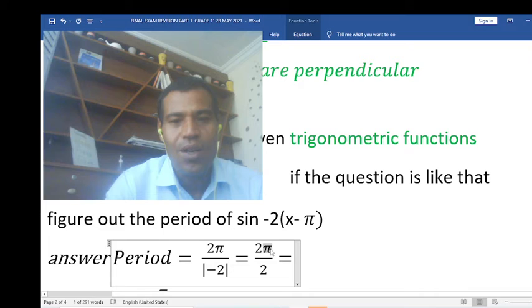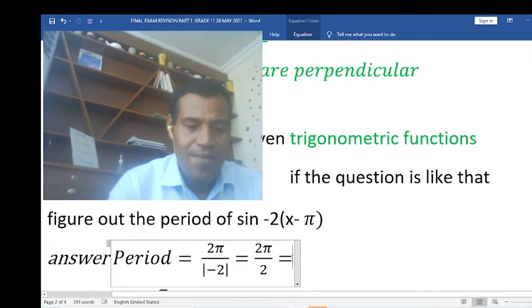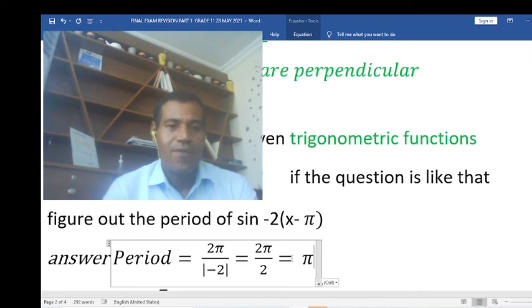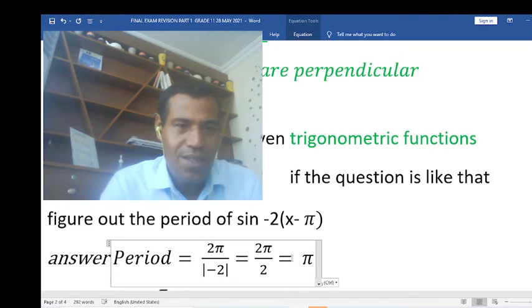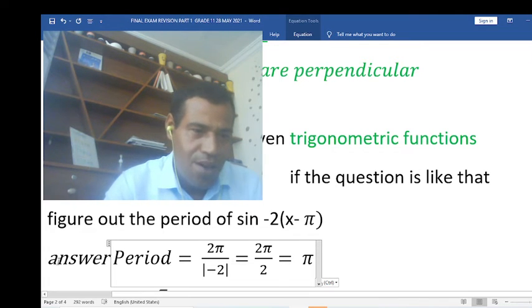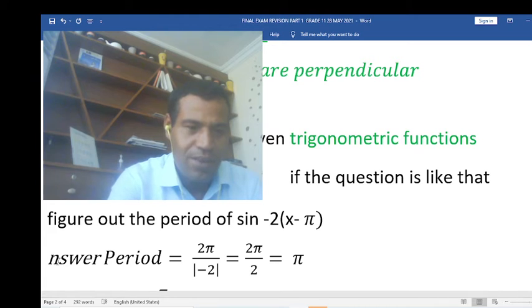Clear? Okay. You can find this kind of question in your final exam. I want you to understand this, and it's helpful for you to understand the period of any trigonometric function. Clear?